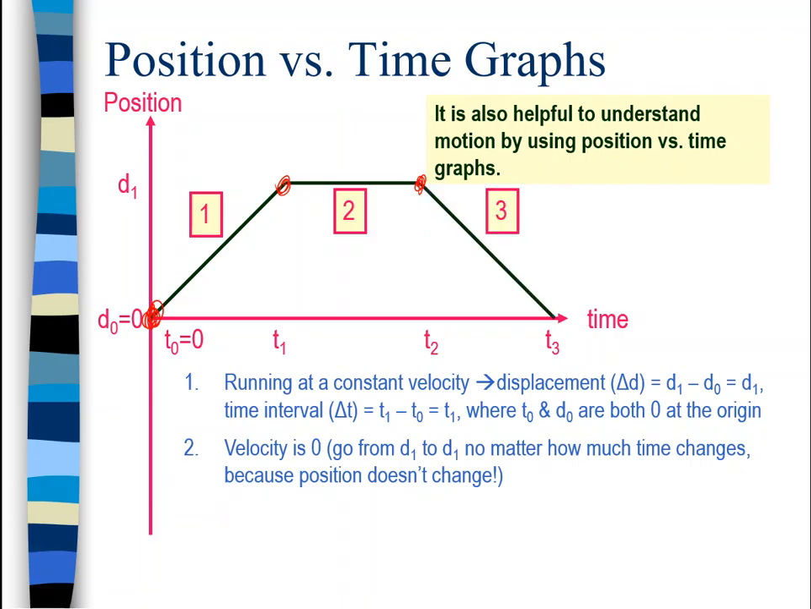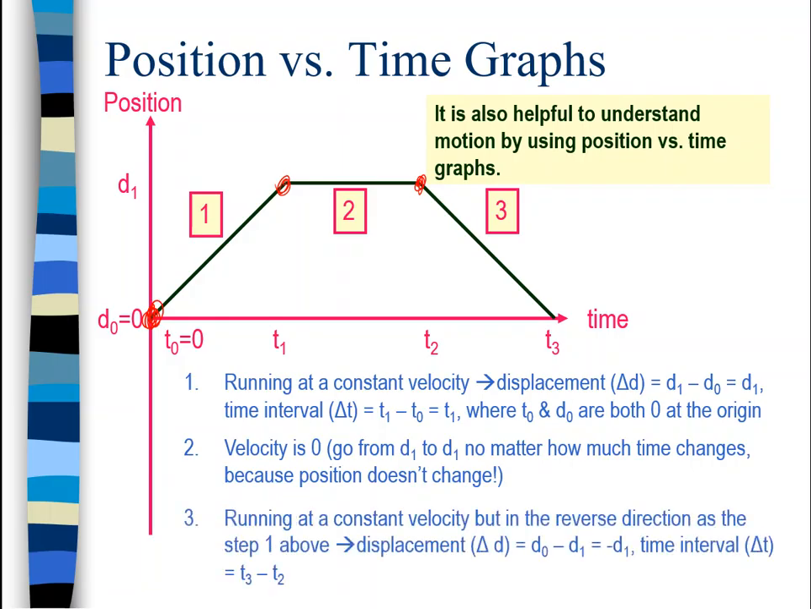And then line 3, we are returning. Our position is still going to be positive up until it hits 0, but we do have a negative change in position. So we ran or walked or whatever it is back to our original starting position. So that's why we have a negative displacement there.